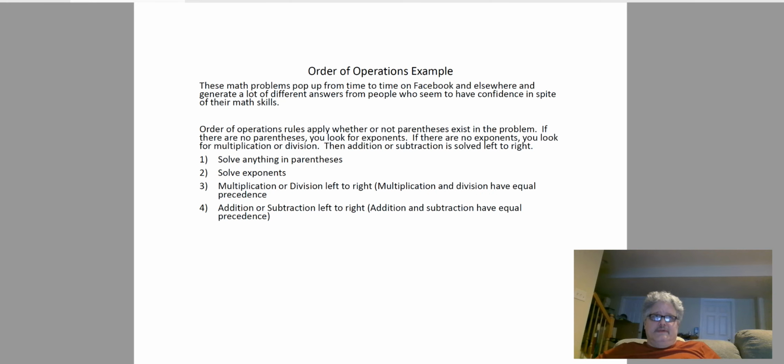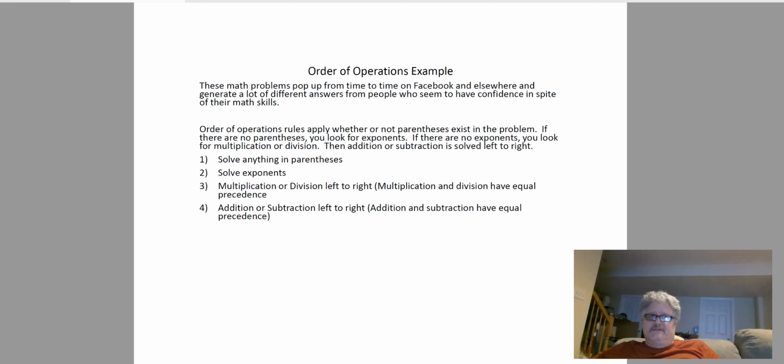Now these math examples pop up from time to time on Facebook and elsewhere, and generate a lot of different answers from people. Order of operations, it's a convention, really. I probably shouldn't refer to it as a rule, but it's a convention that's been agreed upon over the last few hundred years. It's a way so that people will get the same answer no matter where they are in the world.